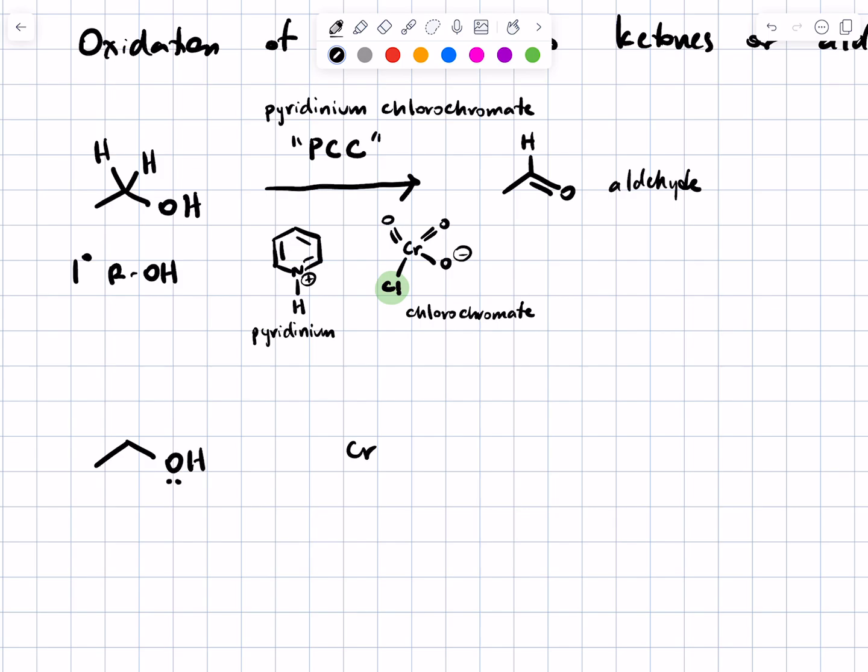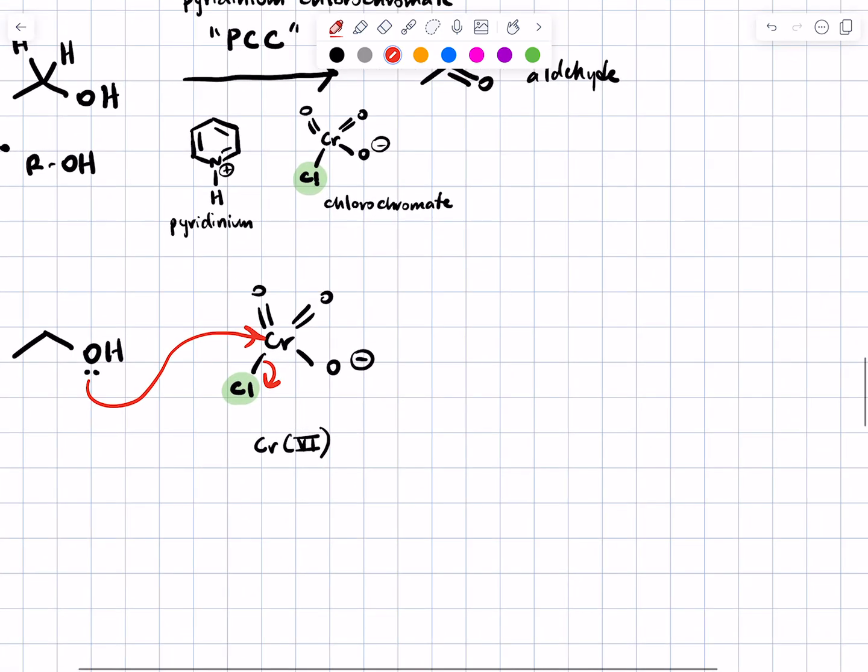Oxygen is the nucleophile. Chromium is the electrophile. We haven't learned a lot about metals in this class, and we really won't. But I will point out that this is a chromium 6 reagent. It's chromium in the +6 oxidation state. So that's 6 electrons lost relative to chromium metal. So this is an electron poor version of chromium. It's electrophilic. And so it makes sense that the oxygen could attack the chromium and the chlorine leaves as a leaving group. So we make a new oxygen chromium bond.